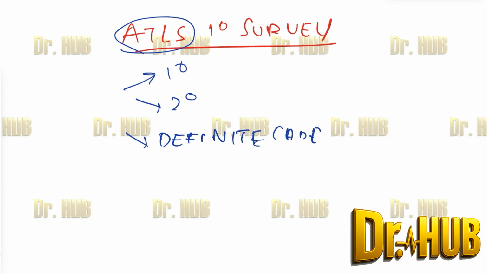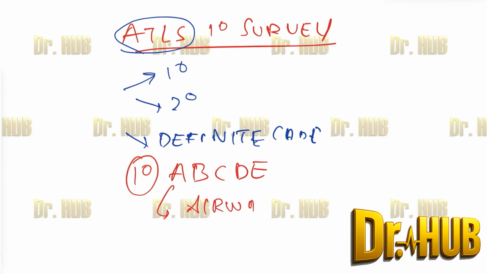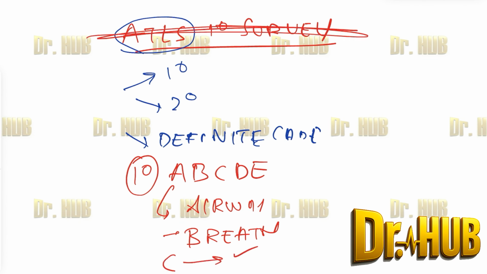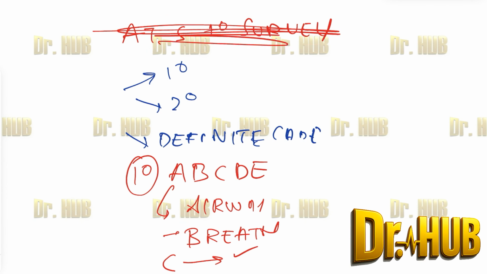Next, we also spoke about the primary survey components. The primary survey components has A, B, C, D, and E. So A stands for the airway, and B stands for the breathing, which we have discussed in detail. Then C stands for the circulation. Then comes D. So D was about the disability.